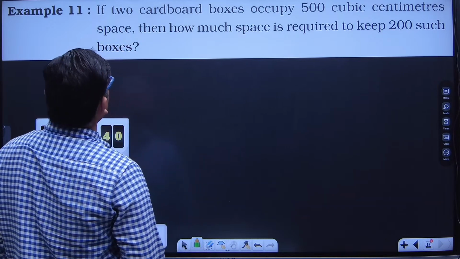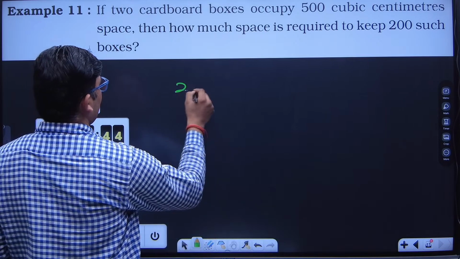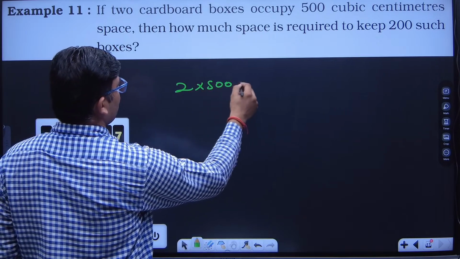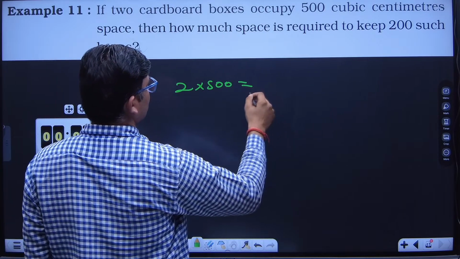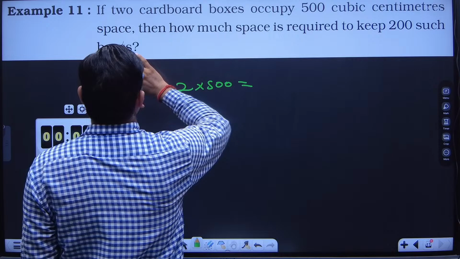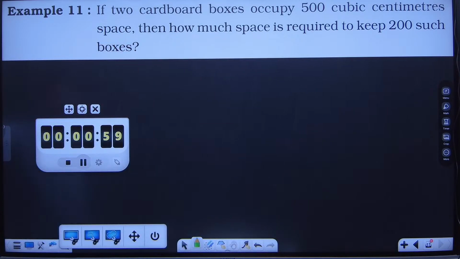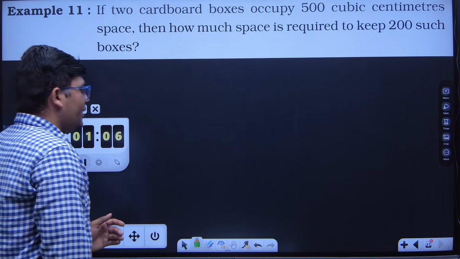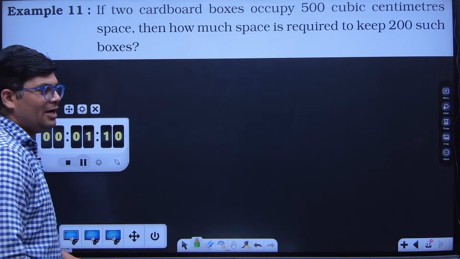So 2 cardboards, 2 into 500 is equal to... Is this a case of inverse proportion or direct proportion? Tell me. So you were trapped now. I told you that the questions will be random questions.